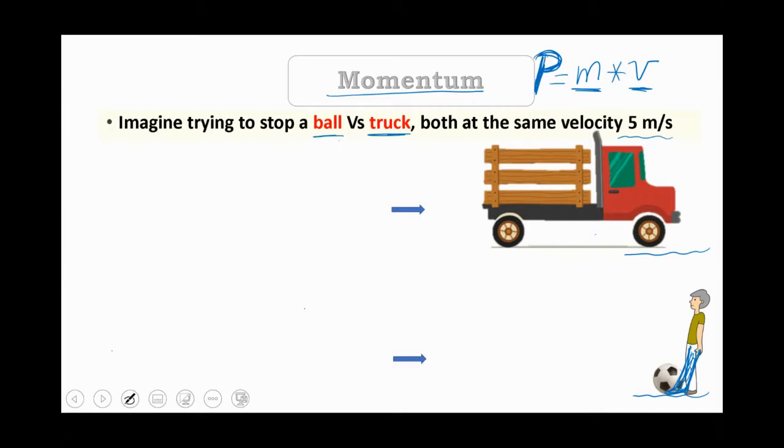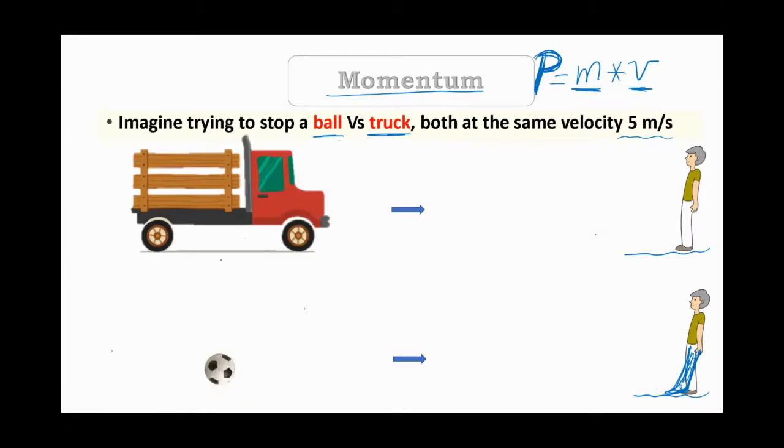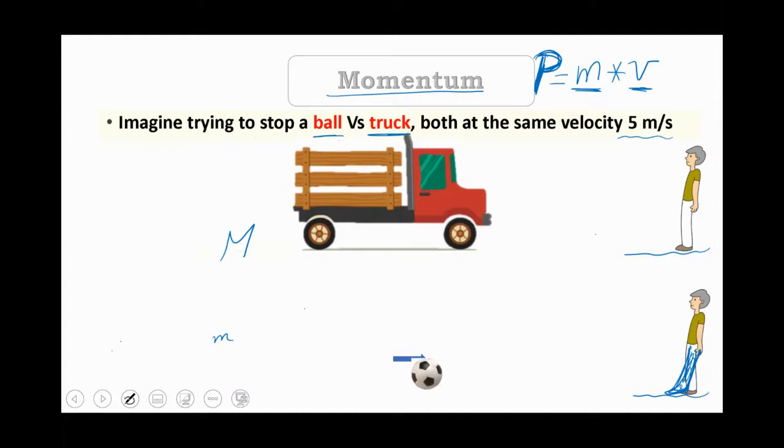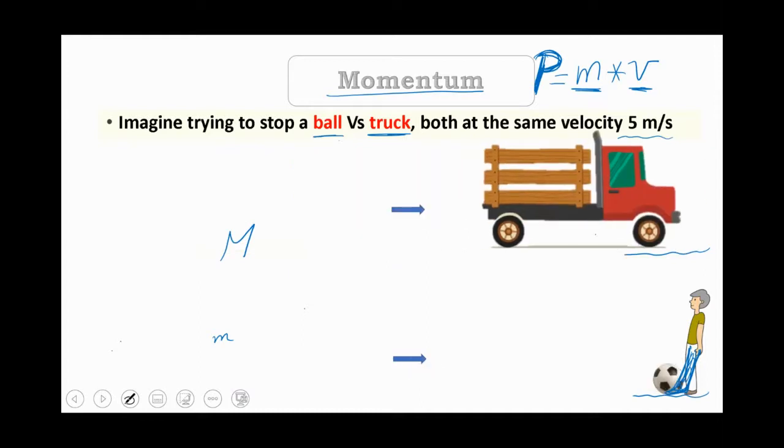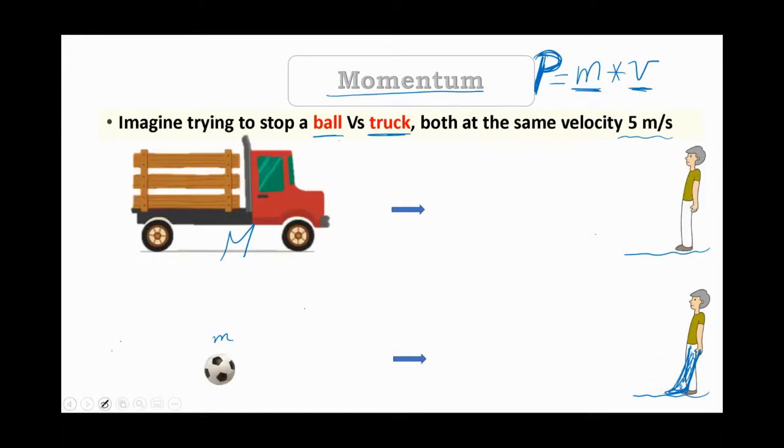The difference between the ball and the truck is the mass. The truck has big mass while the ball has small mass. So it will be easy for the boy to stop the ball, but it will be very hard for the other boy to stop the truck. Which we call it zakham. Yes, zakham, that's right. How to increase the momentum? By increasing the mass or by increasing the velocity.